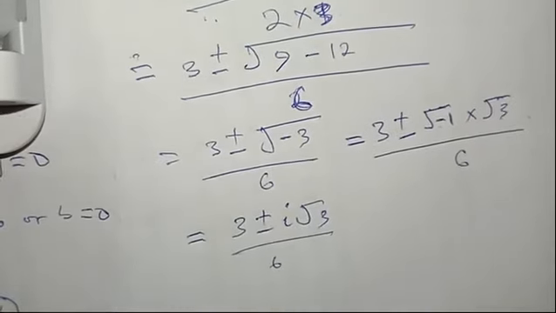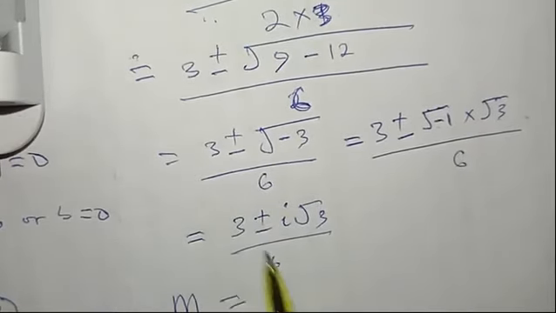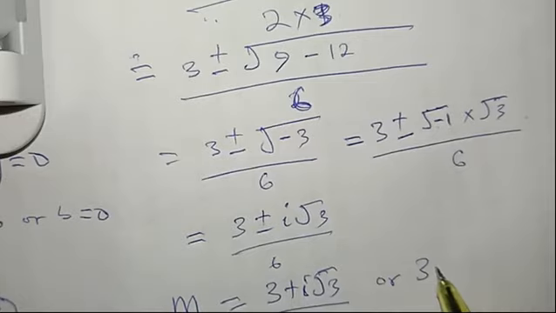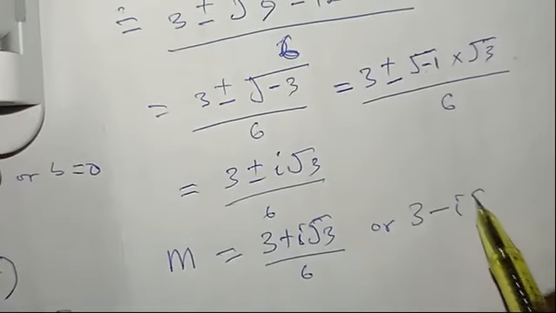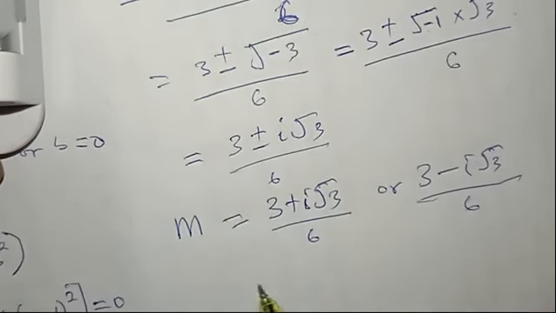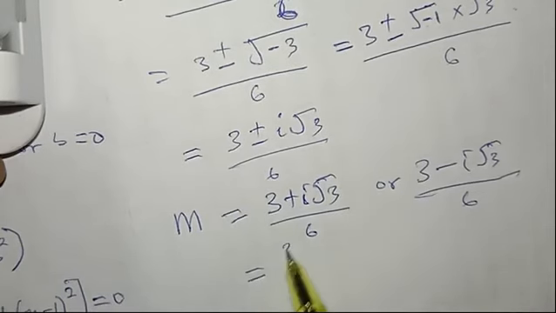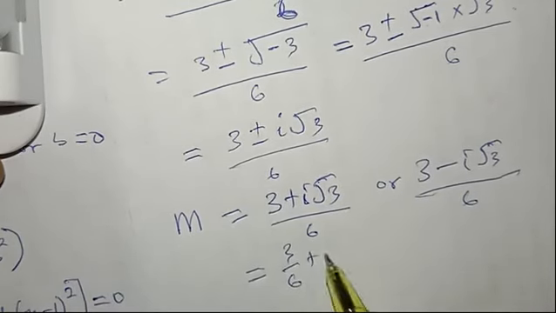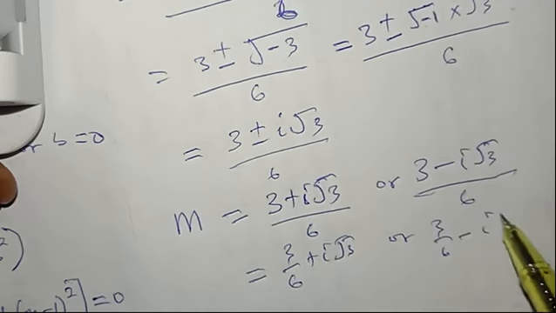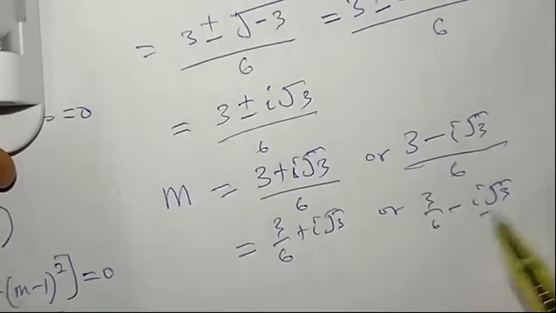So obviously the two values of m we are getting right here are equal to 3 plus i root 3 divided by 6, or 3 minus i root 3 divided by 6. Of course, you can also simplify that to have 3 over 6 plus i root 3 over 6, and then 3 over 6 minus i root 3 over 6.